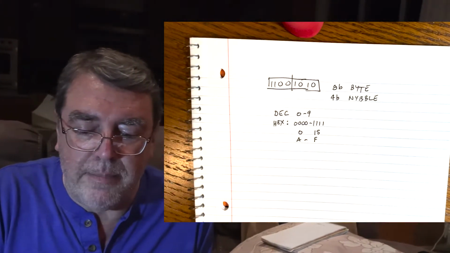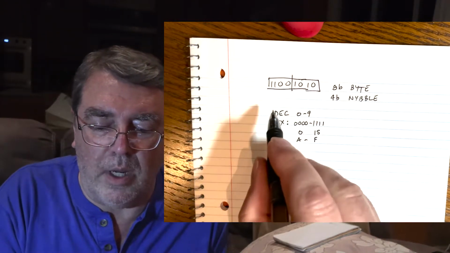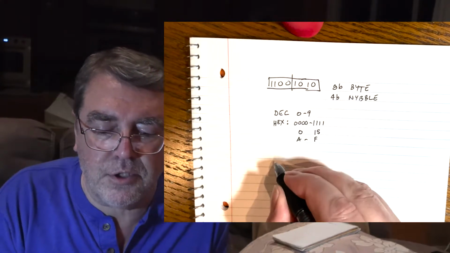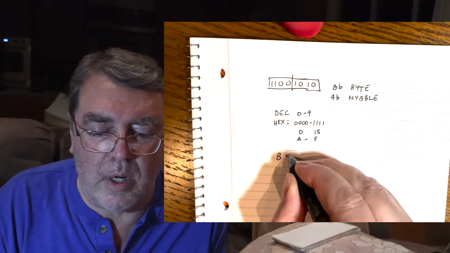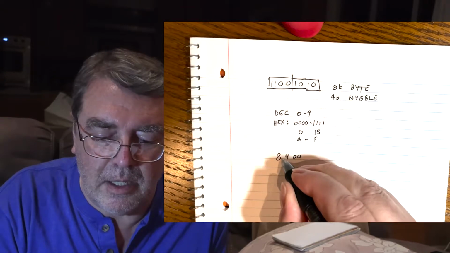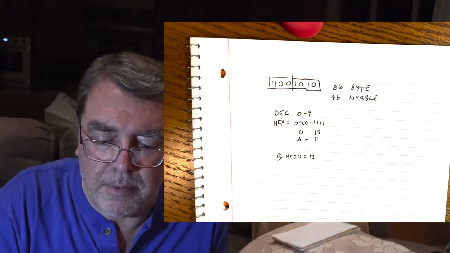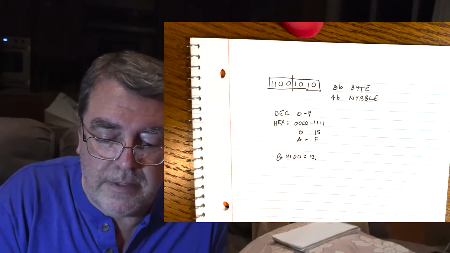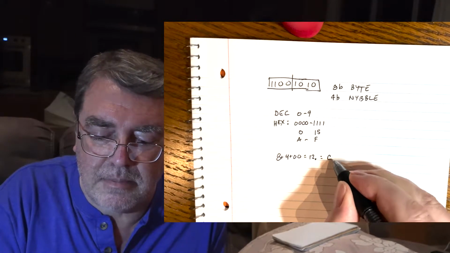So going back up to the example that we have at the top, we actually have a 1100, which is 8 for the first one, 4 for the second one, and then we have 2 zeros. And when we add these up together, we get 12 decimal. And 12 decimal, if we put the period here to indicate a decimal value, 12 decimal equals C hex.